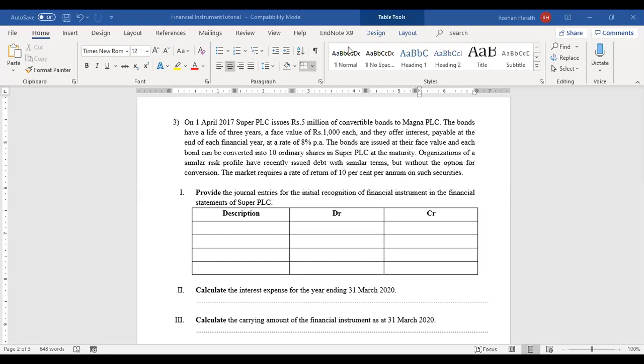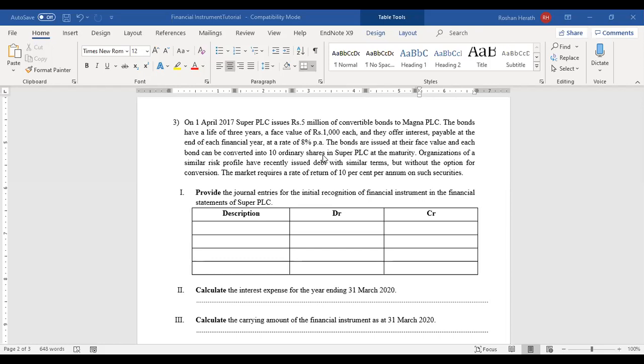So how do we do that? First, considering the debt component, what is the technique that we are going to use? We are going to simply forecast the future cash flows of this particular instrument and divide them by the market rate, right? If you manage to do that, there comes the value of the bond.